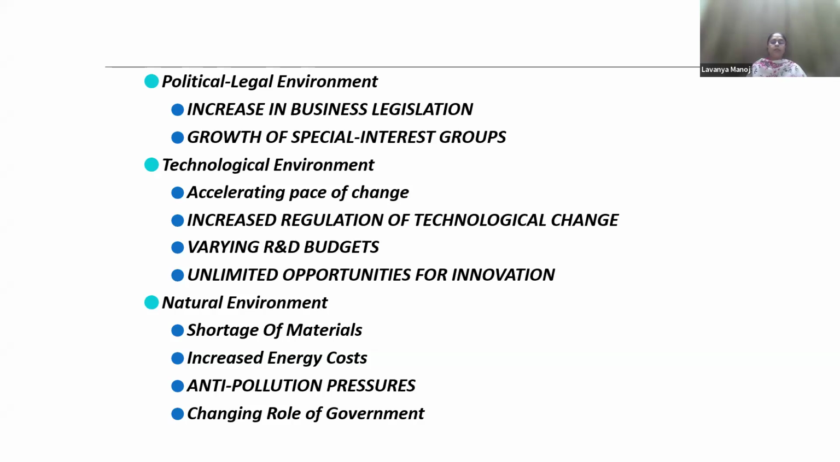And natural environment, that is the availability of raw materials, increased energy cost of those raw materials, anti-pollution pressures, and nowadays e-bikes and e-cars, I mean electric operated cars and bikes. That is becoming a trend right now. We can see even in Kochi many e-cars and e-bikes.